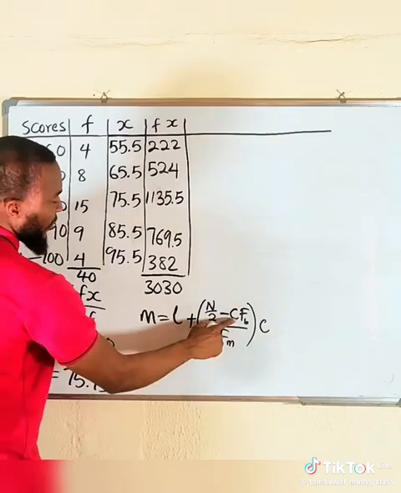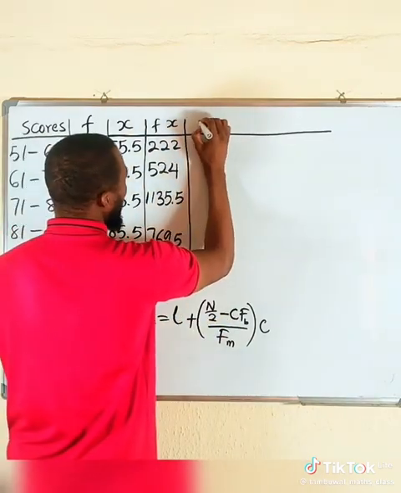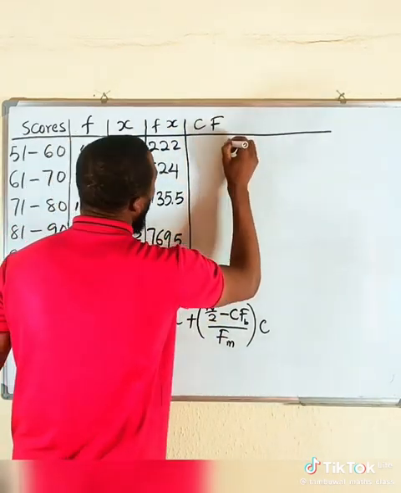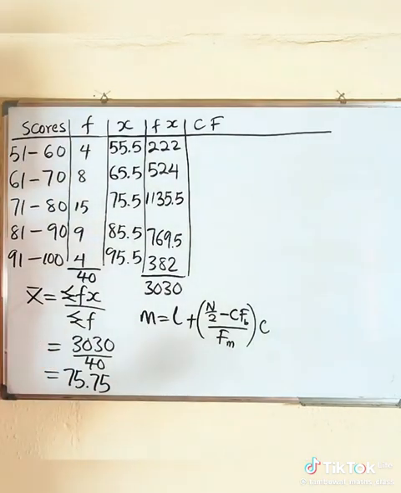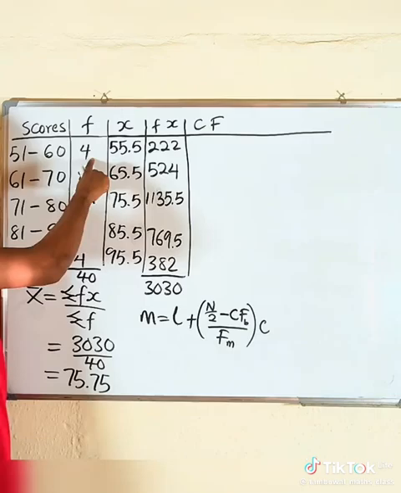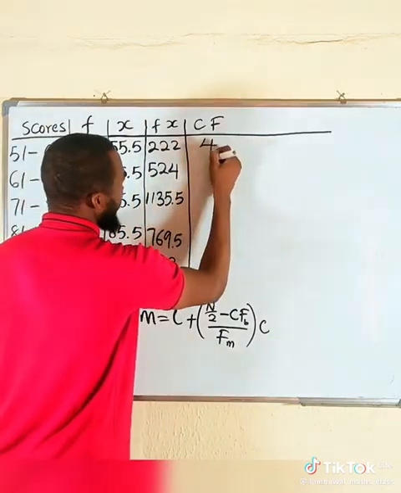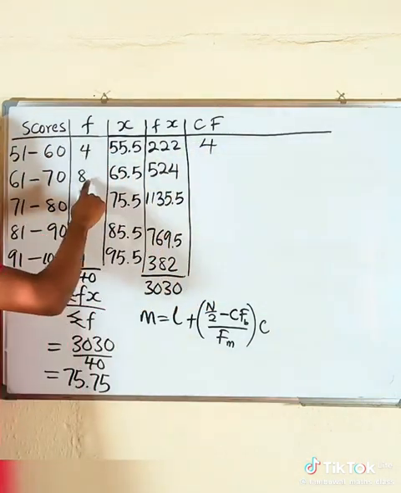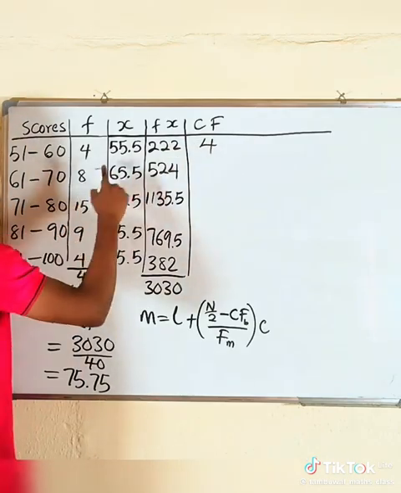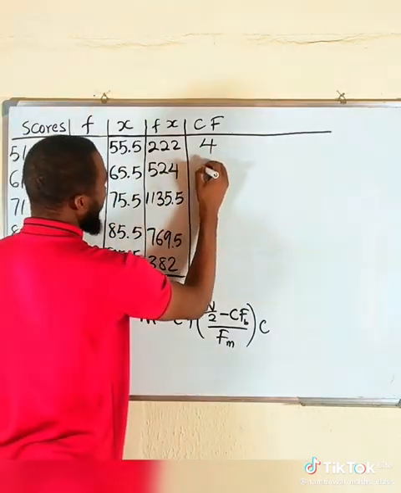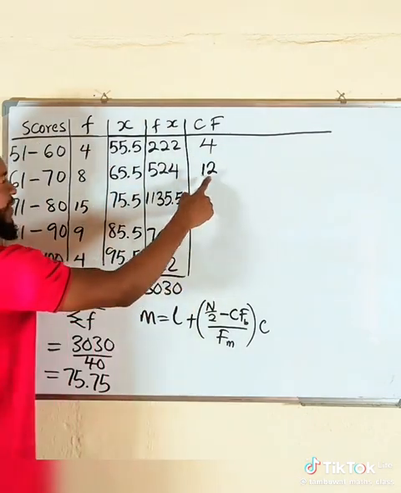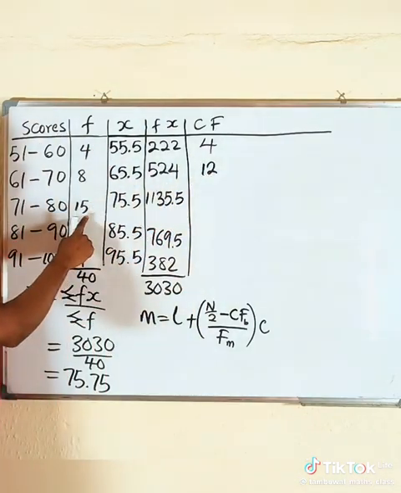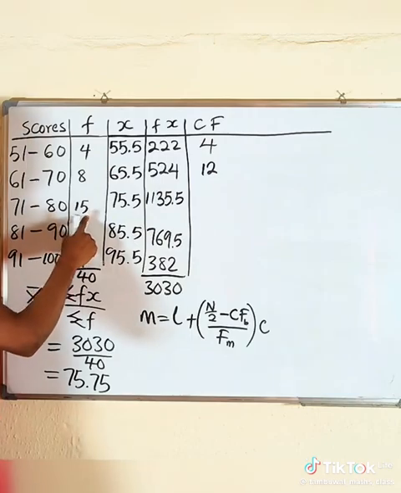So first of all, let us find the cumulative frequency. How can we find the cumulative frequency? You take the first frequency, you write it down here. Then take this one, add it to the second frequency. This together with this will give us 12, right? 12. Then take this one, 12, add it to the next one. 12 and 15 will give us 27.